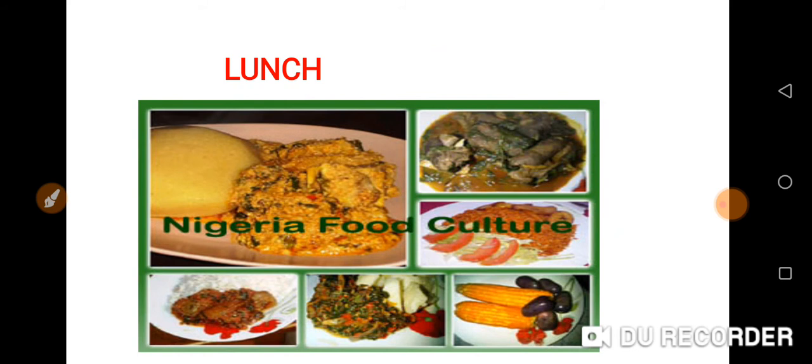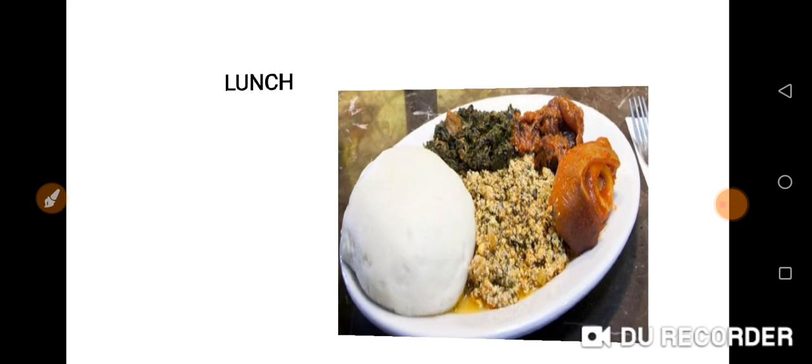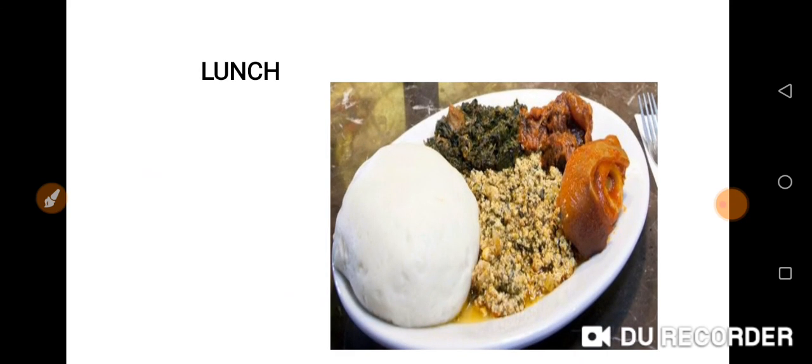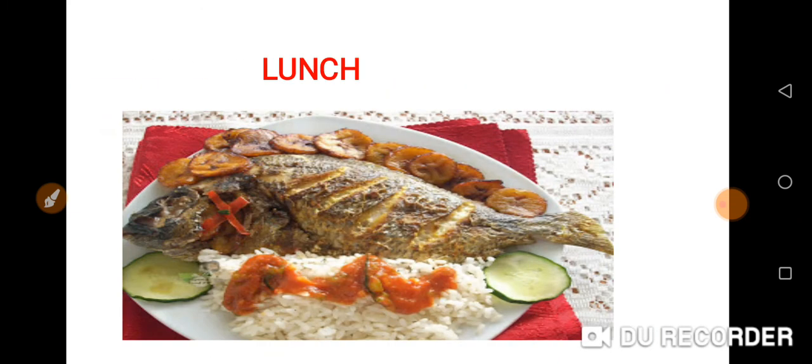As you can see on the screen, we can take this type of food for lunch. This is meat vegetables soup with semovita, which is good for lunch because we must not take heavy food in the night. This is good for afternoon food, and as you can see on the screen too, it is good for lunch.